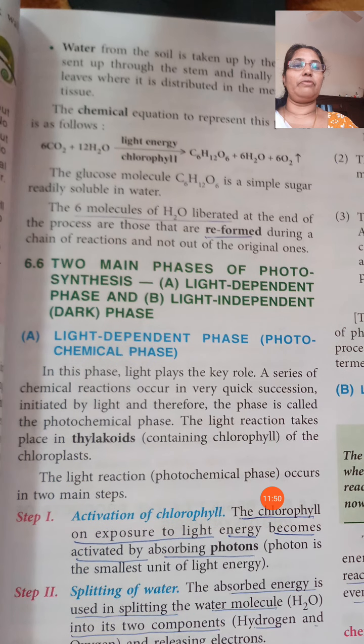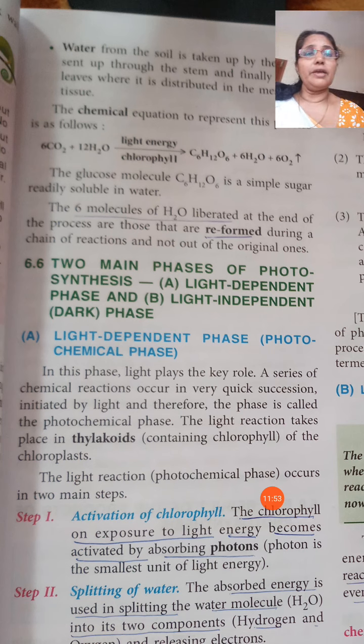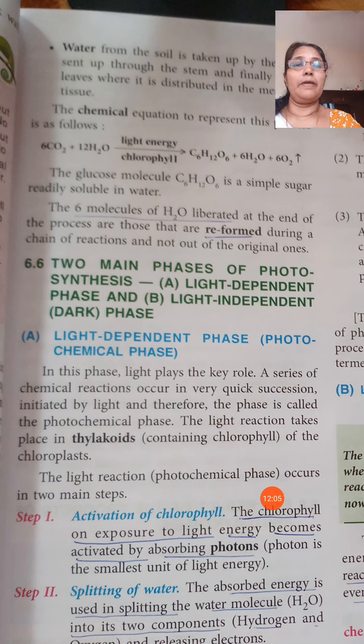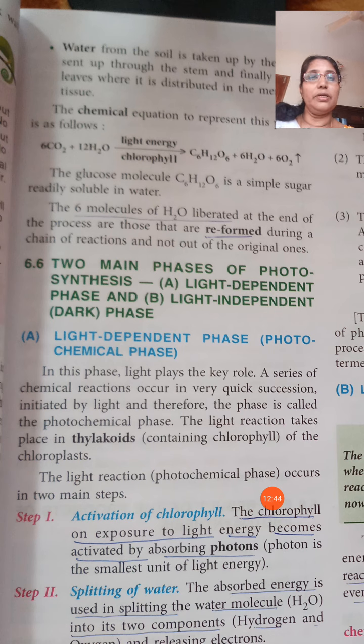This is one of the important equations. Only a few equations are present in the biology text. This is the one important equation we have to learn, the chemical equation of photosynthesis. Another thing you have to notice is that the 6 molecules of water produced by photosynthesis are reformed, not formed from the water molecules that participated in the chemical reaction. You can see 6 CO2 plus 12 H2O. The water participated in the chemical reaction, but these 6 molecules as the product are reformed during the chain reactions in photosynthesis.